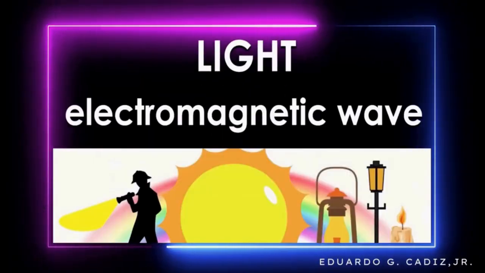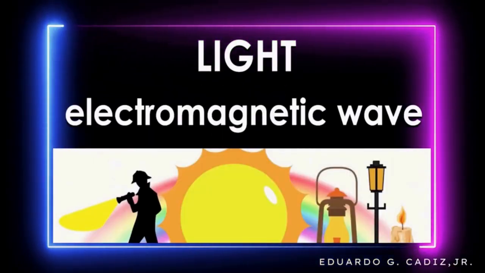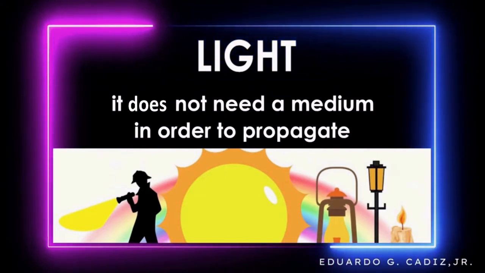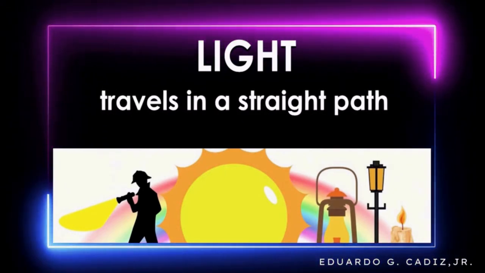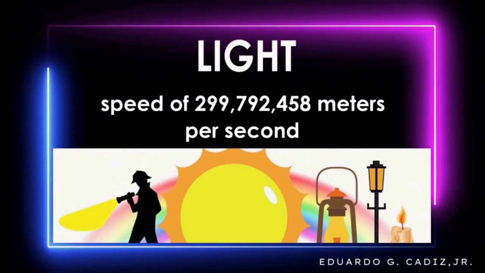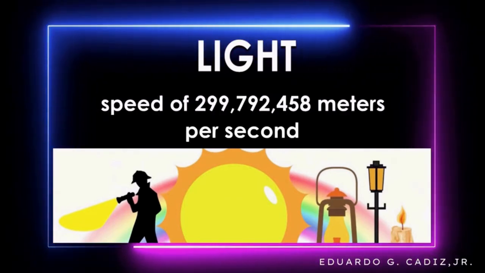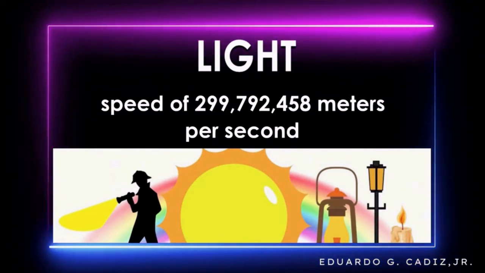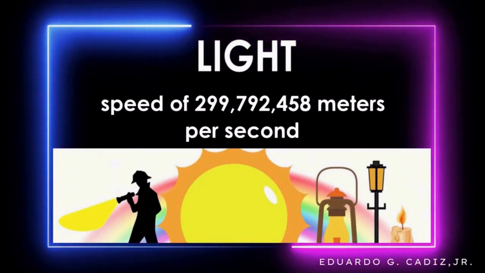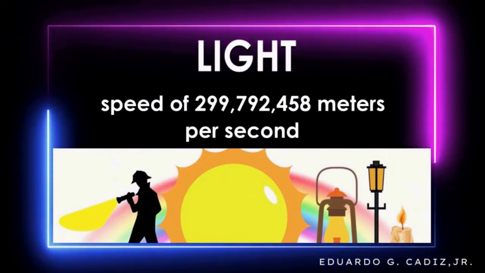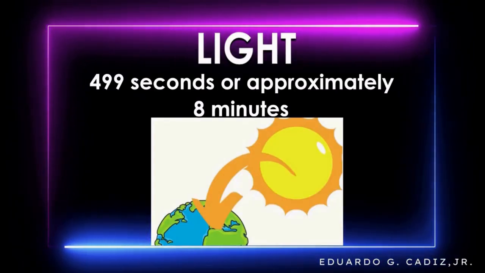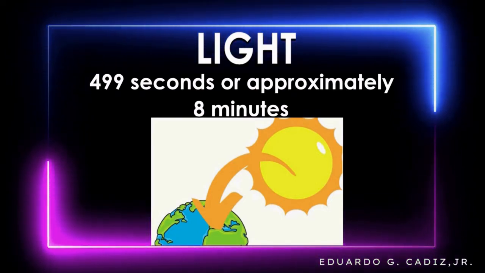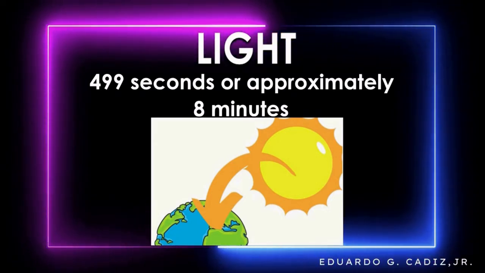Light is an electromagnetic wave. This means that it does not need a medium in order to propagate. Light travels in a straight path. In vacuum, light has a speed of 299,792,458 meters per second. It takes 499 seconds or approximately 8 minutes for light to travel from the sun to the earth.